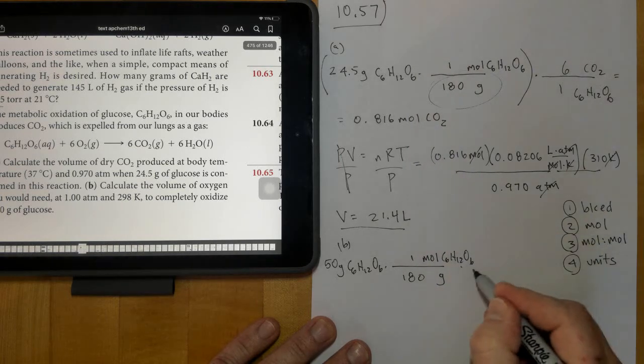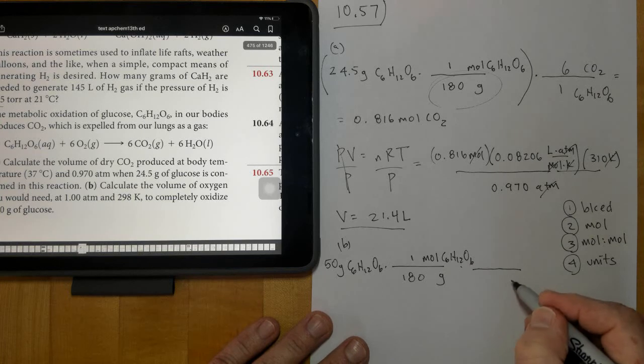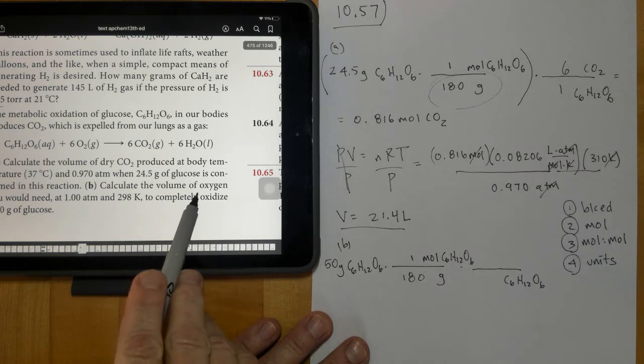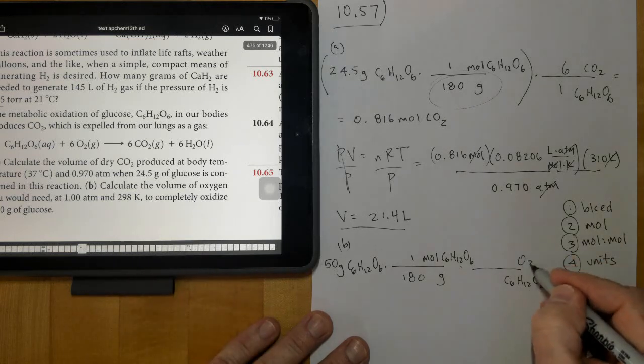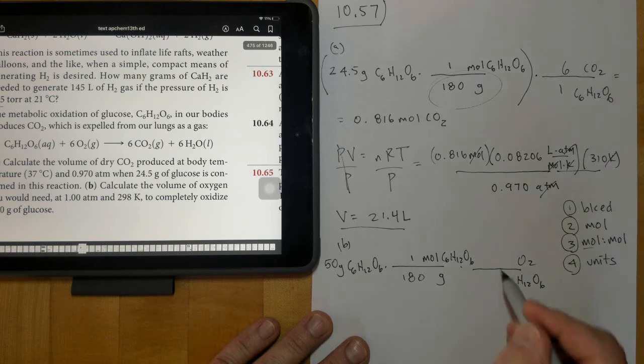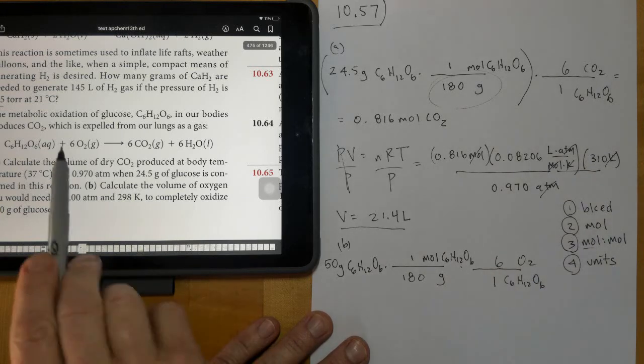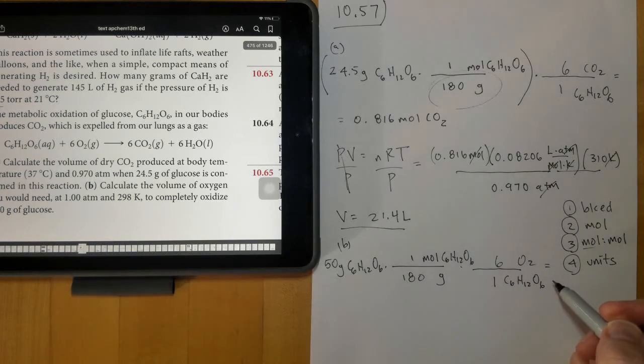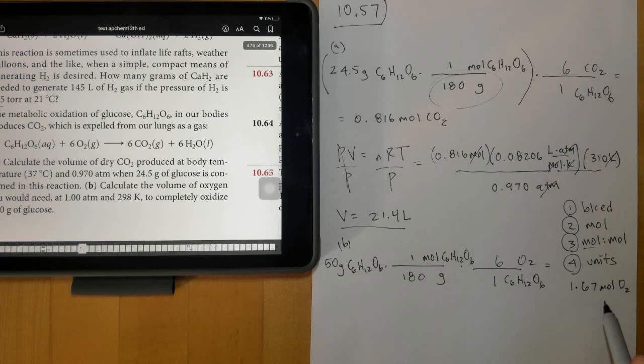Third step, mole-to-mole ratio. And so here we're going to use C6H12O6 in a position where it's going to cancel, and we're going to put oxygen as our new set of units because that's what it asks for. So the asked for units go on the top. And for every 6 oxygens, there's 1 glucose. I get that right here, 6-to-1 ratio. Punch the buttons into your calculator there for this one, and we end up with 1.67 moles of oxygen.